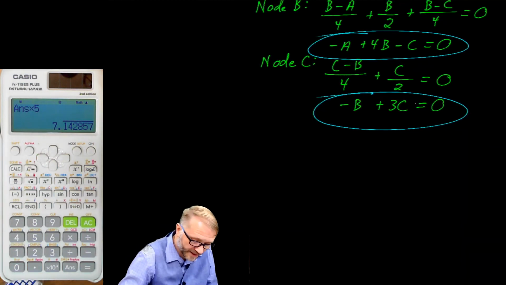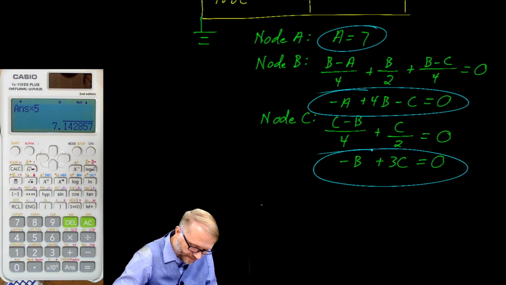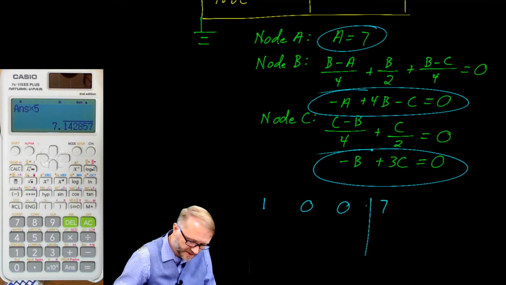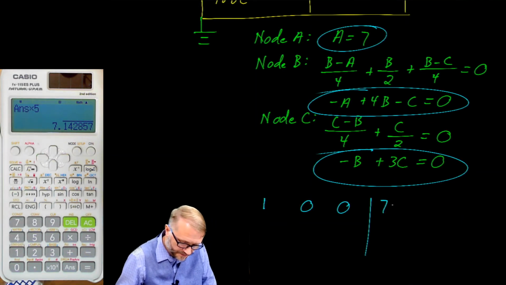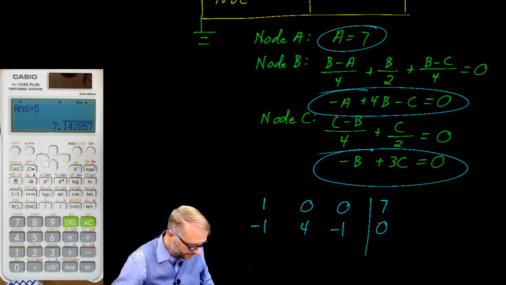Just like before, we can put that into matrix form. The first one's a little bit tricky, but we're going to say A, no B, no C is equal to 7. That's how you'd read that. A is equal to 7. Then you would put in the other numbers, negative 1, 4, negative 1, 0. And let's see, this one there's no A, so that's 0A, negative 1, 3, and 0.